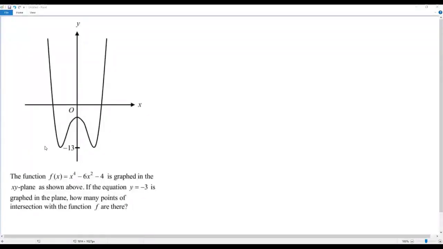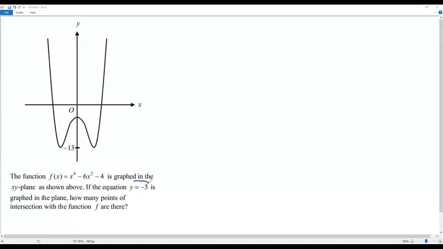Here we have a SAT math problem. Okay, let's go to the question. The function f of x equals x to the fourth power minus 6x squared minus 4 is graphed in the xy-plane as shown above. If the equation y equals negative 3 is graphed in the plane, how many points of intersection with the function f are there?